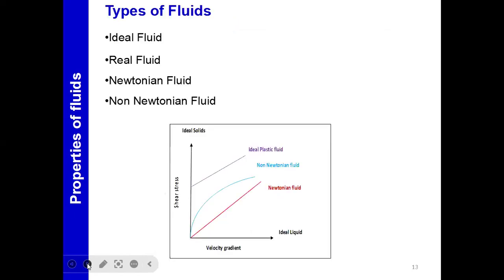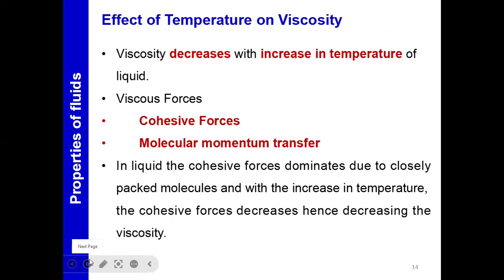Now, the types of fluid: ideal fluid, real fluid, Newtonian fluid, non-Newtonian fluid, and this is the graphical depiction for different fluids due to the shearing stress. Now, effects of temperature on viscosity, you must know, we have discussed in our previous lecture on surface tension.